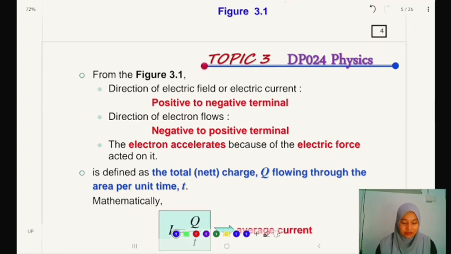From the figure, direction of electric field or electric current, so positive to negative, this is the electric current. But electrons flow from negative to positive terminal. The electron accelerates because of electric force acted on it.